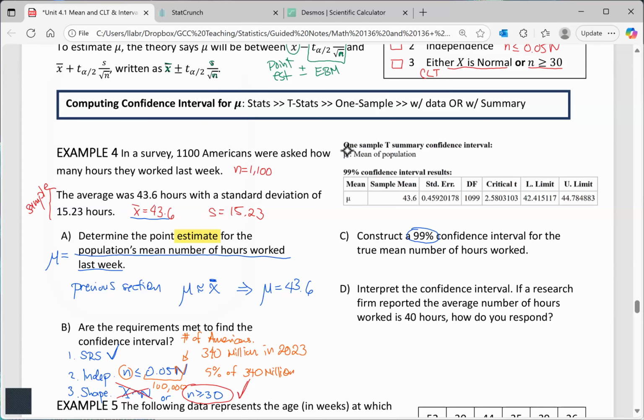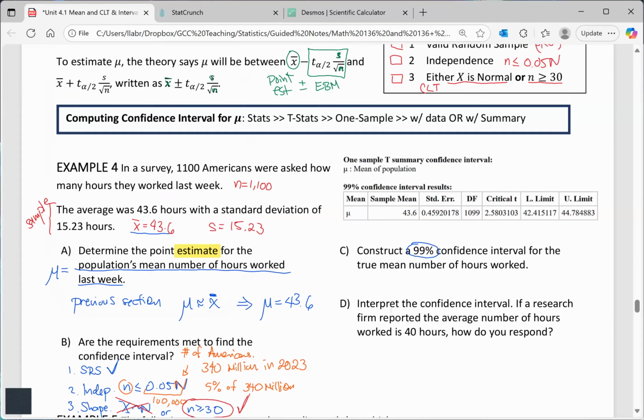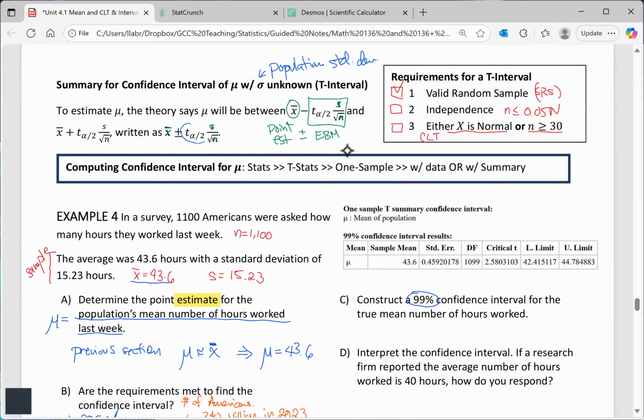You can do this by hand. Let's just emphasize, you just got to find t sub alpha over 2. So if you were doing this by hand, you would need to go ahead and find what is t sub alpha over 2. So you'd make your sketch. You want a 99% confidence interval. And so if 99% is in there, that means that alpha is 1%, and 1% is 0.01. Then in the tail, you have half of that. So alpha over 2 in this case would be 0.005, and you can go ahead and find t sub alpha over 2 using a table or technology.